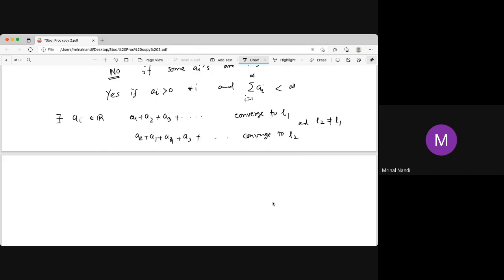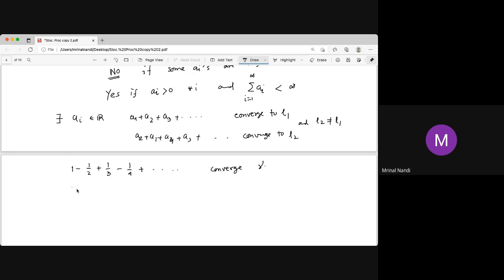We can give an example of such a sequence of positive and negative terms, sometimes called an alternating series, where L1 and L2 are different. One example is the alternating harmonic series. This series converges to some number which is called gamma.